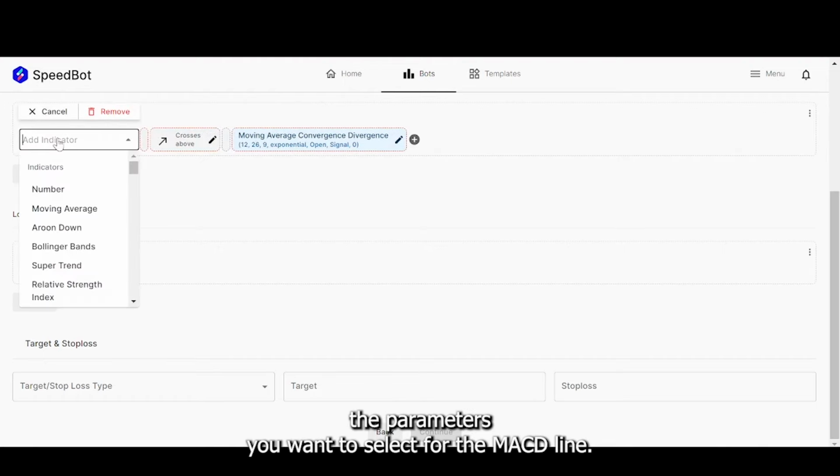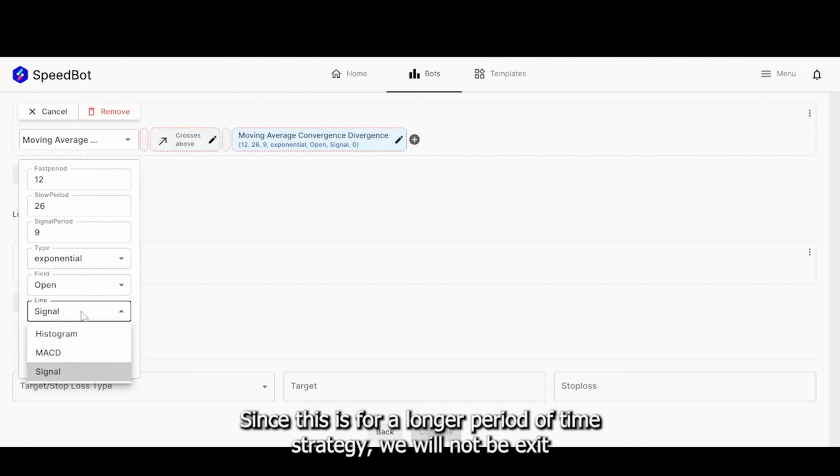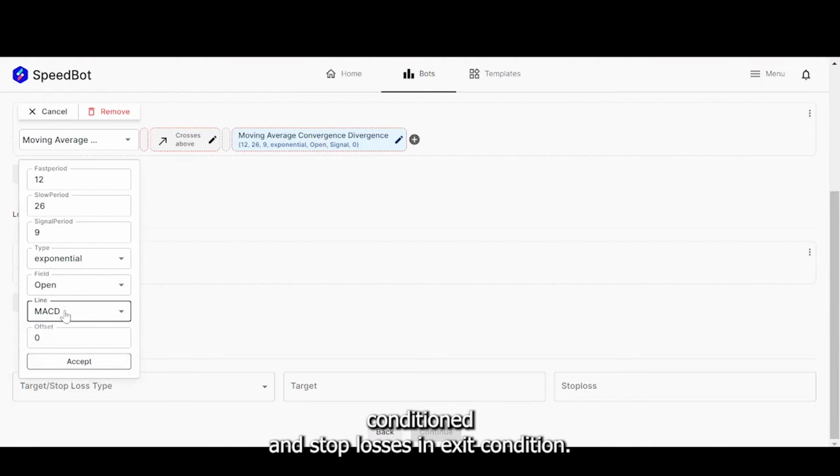Enter the parameters you want to select for the MACD line. Since this is for a longer period of time strategy, we will not be using exit condition and stop loss as an exit condition.